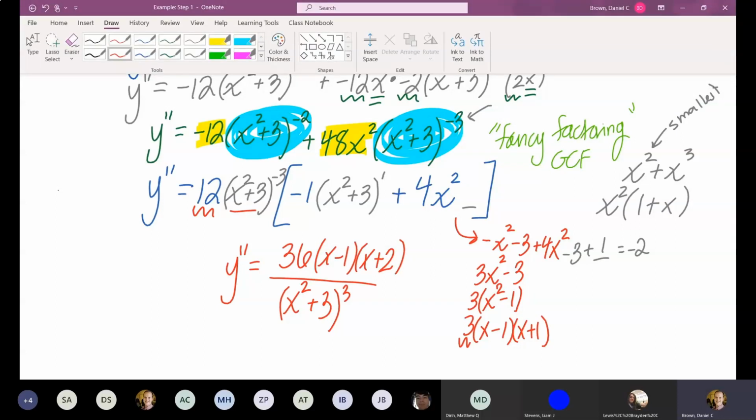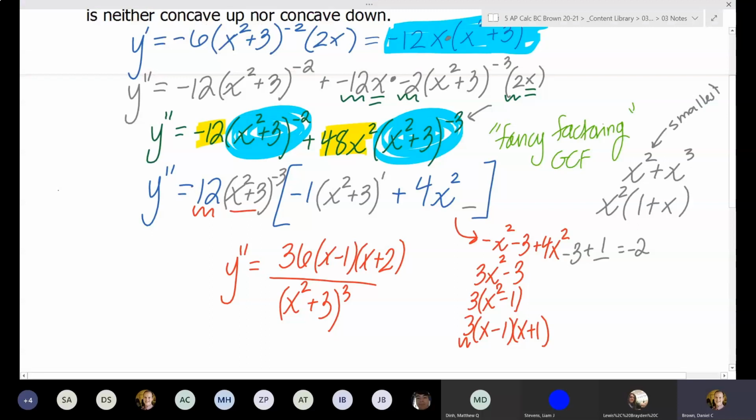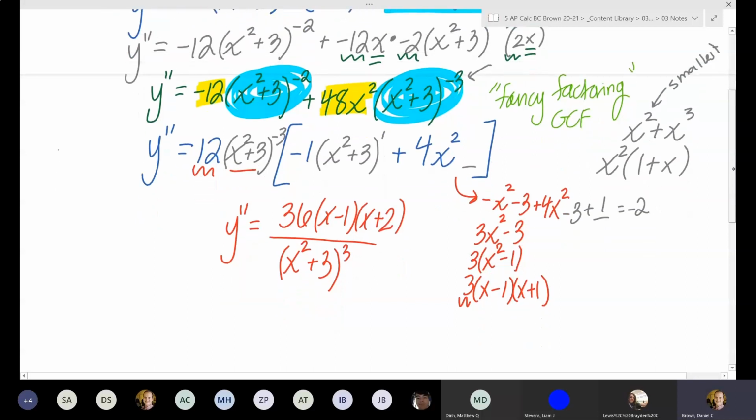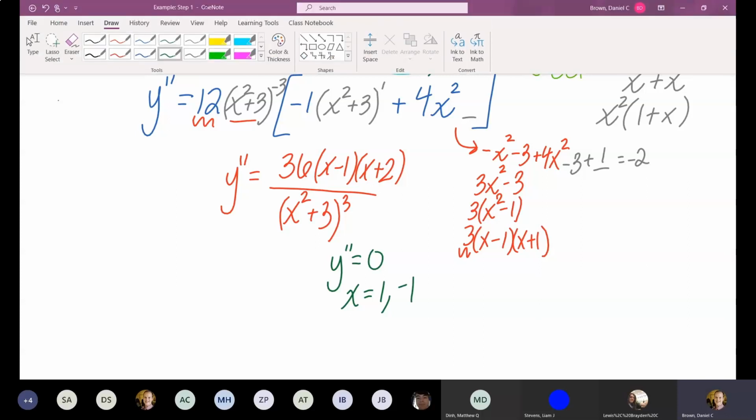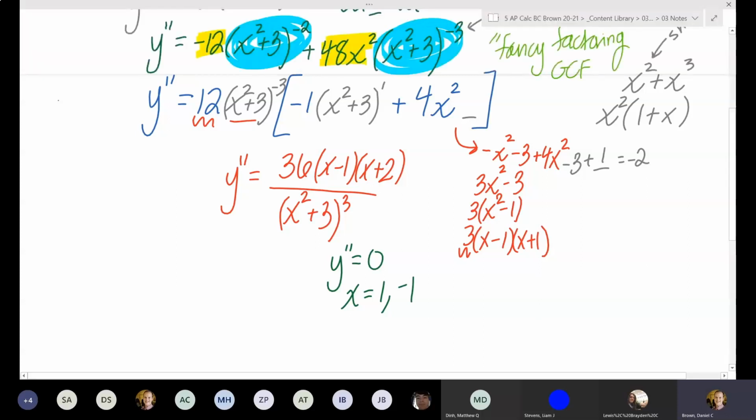So when I'm looking for where this problem is neither concave up nor concave down, again, that's when the second derivative is equal to 0. The second derivative is equal to 0 at 1 and negative 1. I don't know where I got that 2 from right there. Definitely should be x plus 1.